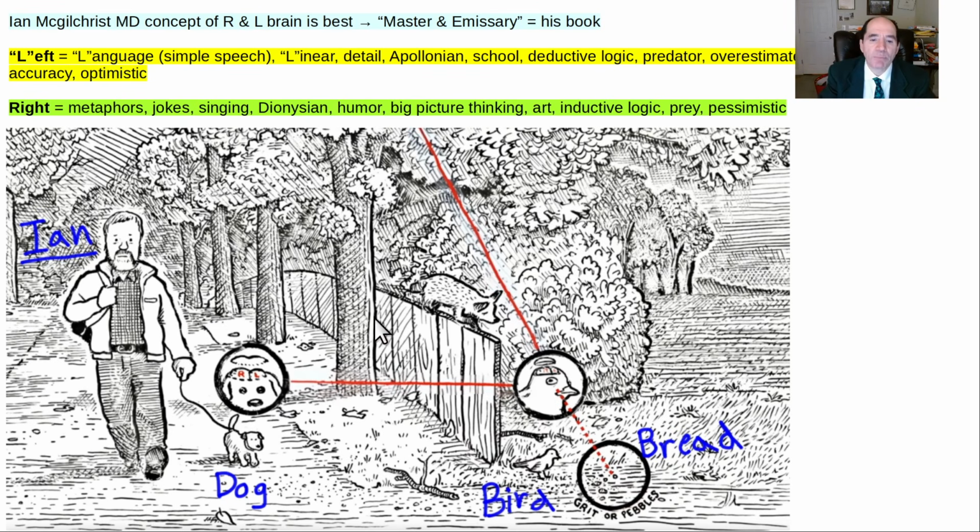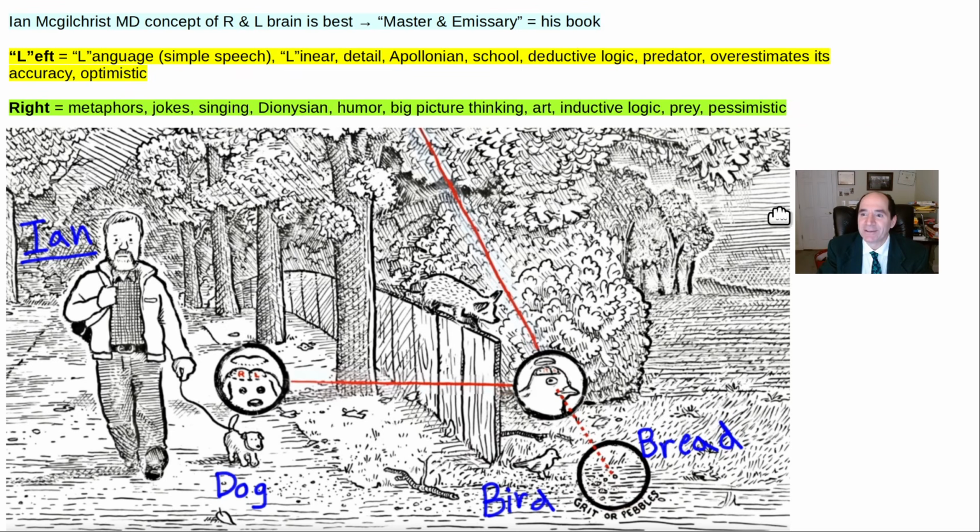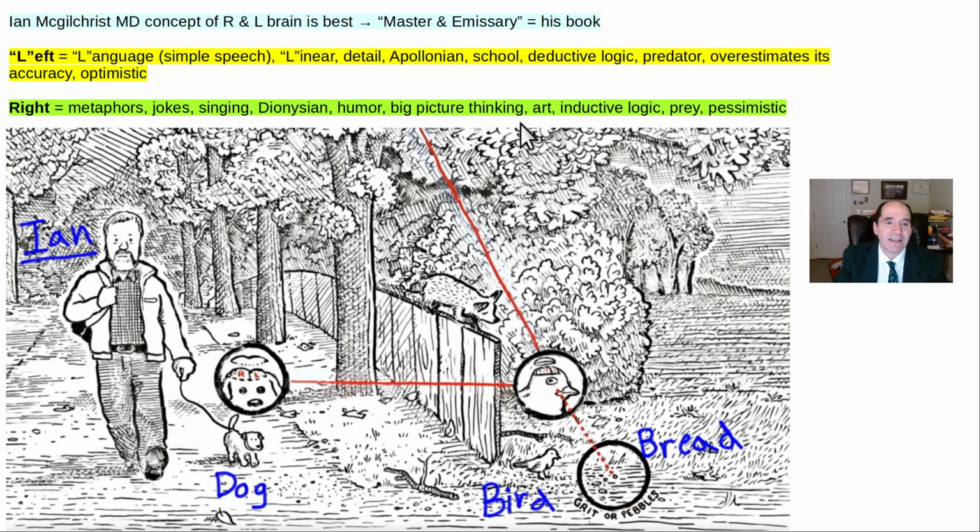Okay, here's right and left brain. This guy, Ian McGilchrist, is a psychiatrist. He wrote a good book about right and left brain. It's called The Master and the Emissary. He's kind of long-winded. What do you expect from a psychiatrist, okay? But he's smart and he's nice.